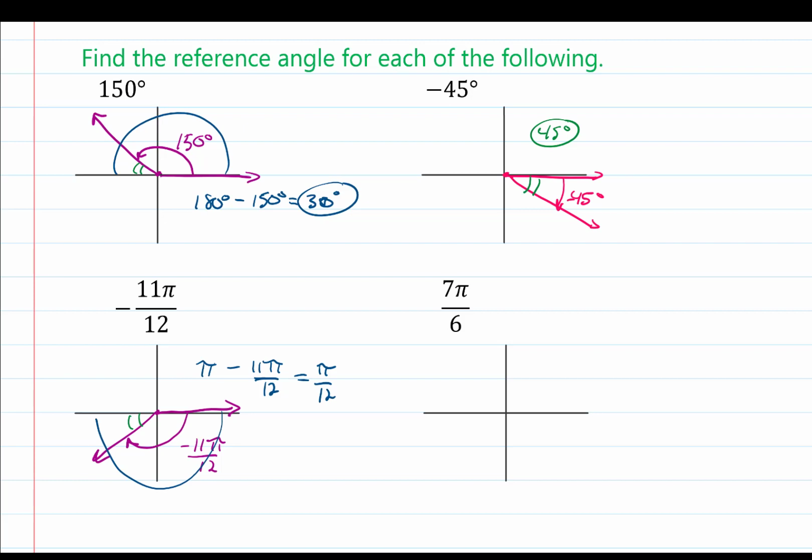The last problem is 7 pi over 6. So 7 pi over 6 also is in quadrant number 3, but this time we have counterclockwise rotation. To find this reference angle, which is made up of the terminal side and the negative x-axis, we are going to take the 7 pi over 6 angle, and subtract from it the part we don't want. And the part we don't want is the 180 degrees, or pi. When we subtract that, the difference will be pi over 6.